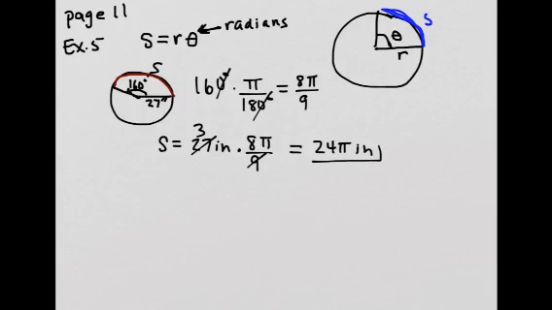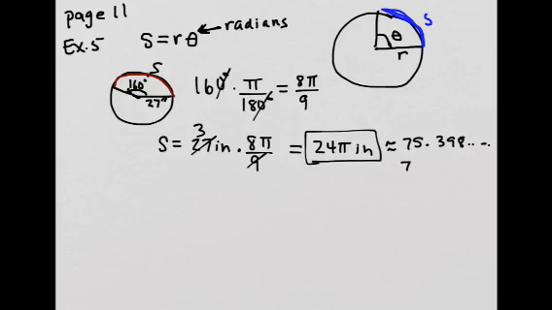Now this would be the exact answer, but normally we don't talk about length in terms of pi, right? We convert it to a decimal. So when you do that, and we can round, we get approximately 75.398, it goes on forever.